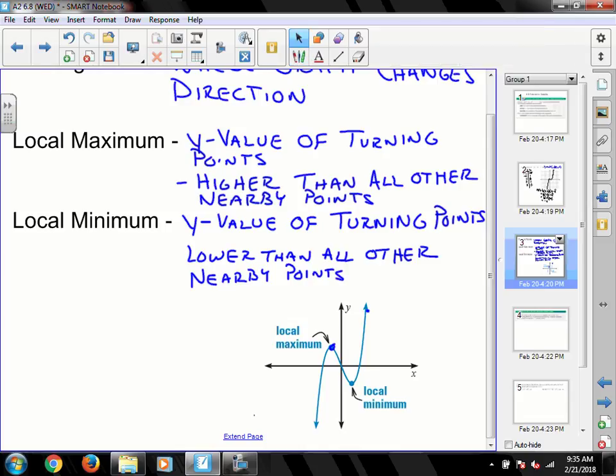Again, it may not be the global minimum, it may not be the lowest point on your graph. Down here is lower than our local minimum, but it is lower than all of the other points that are close to it in that neighborhood.